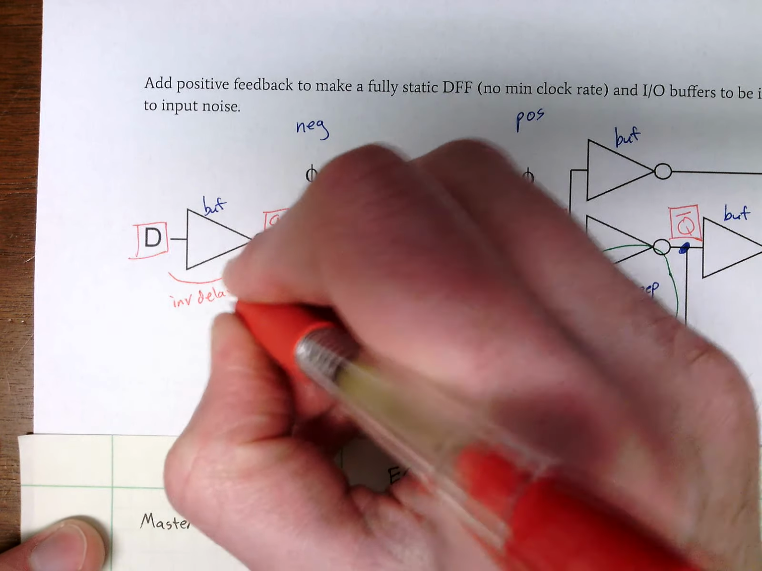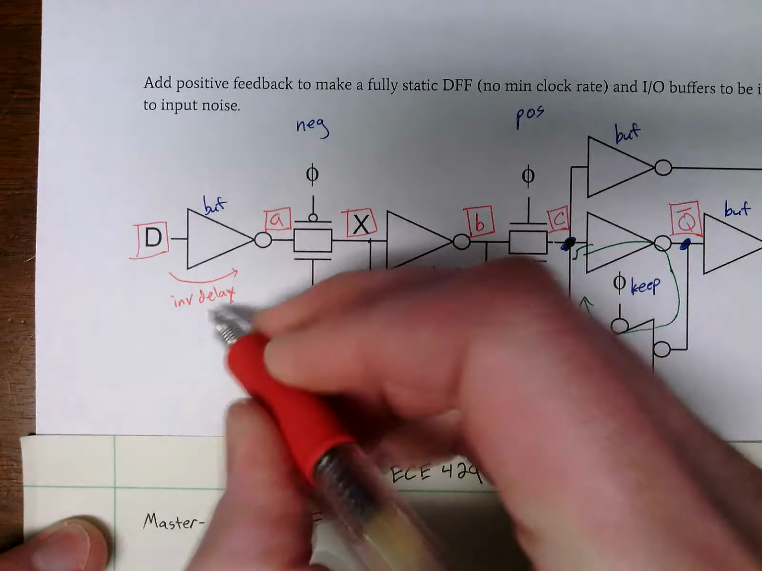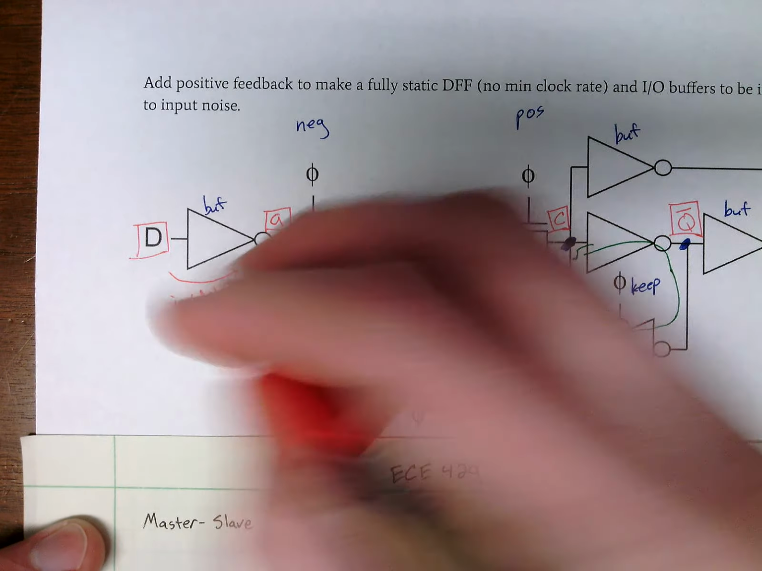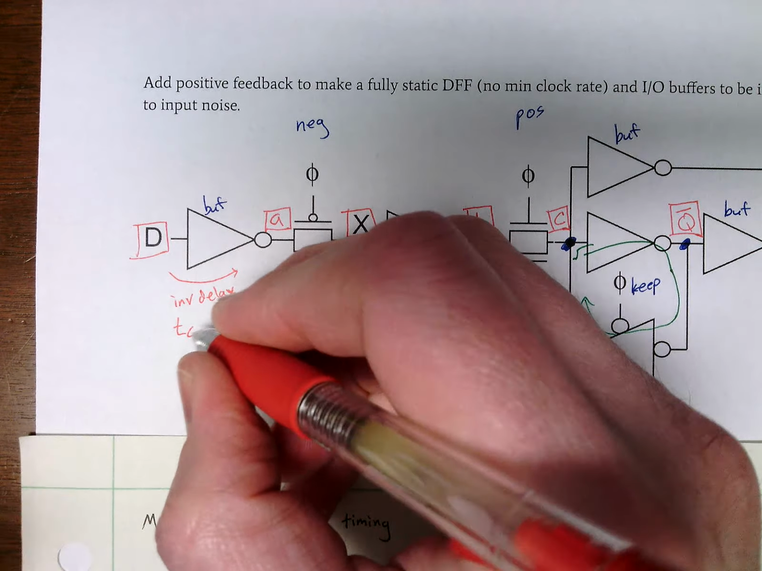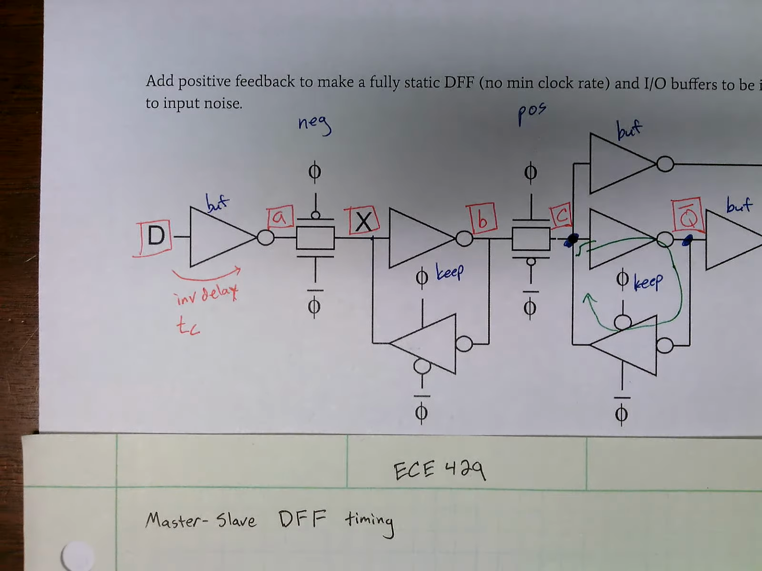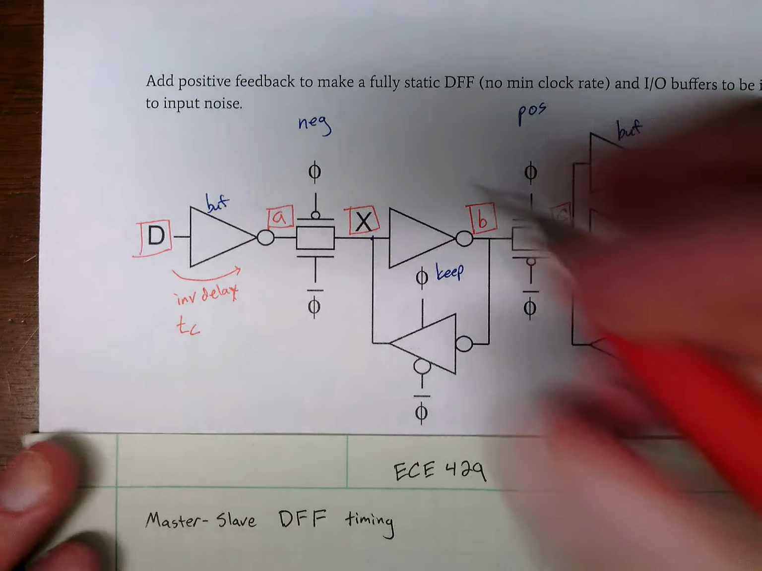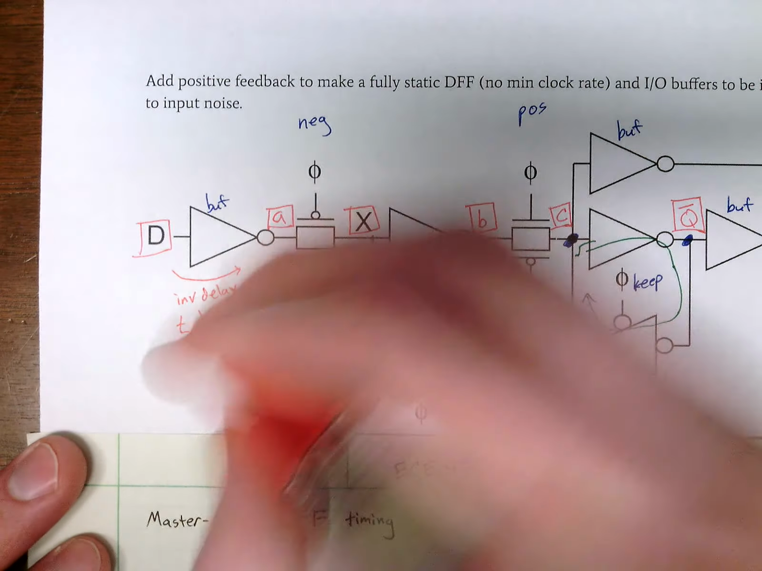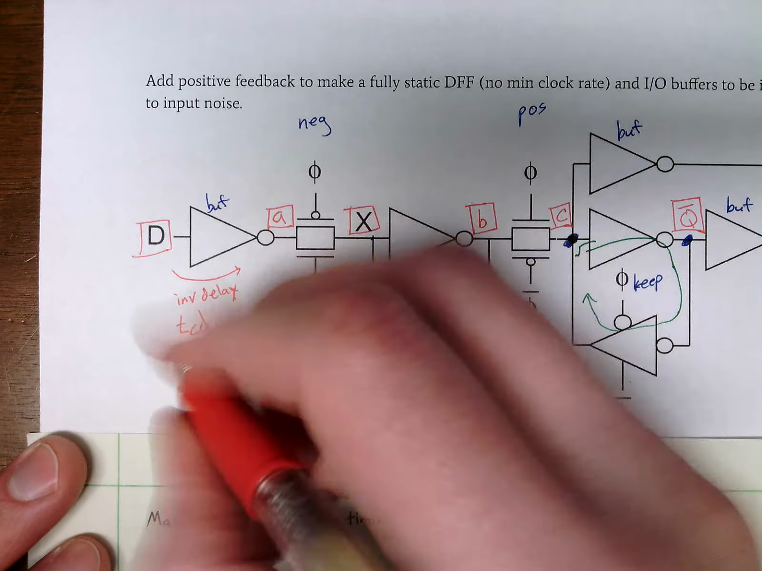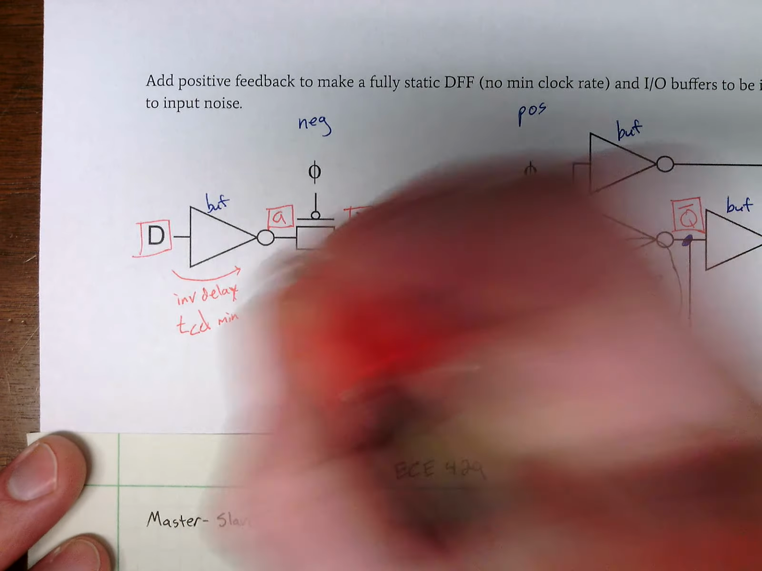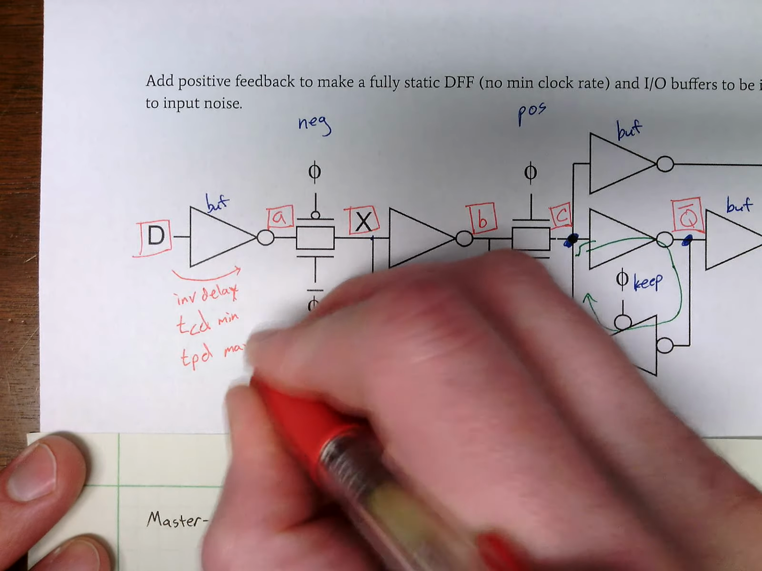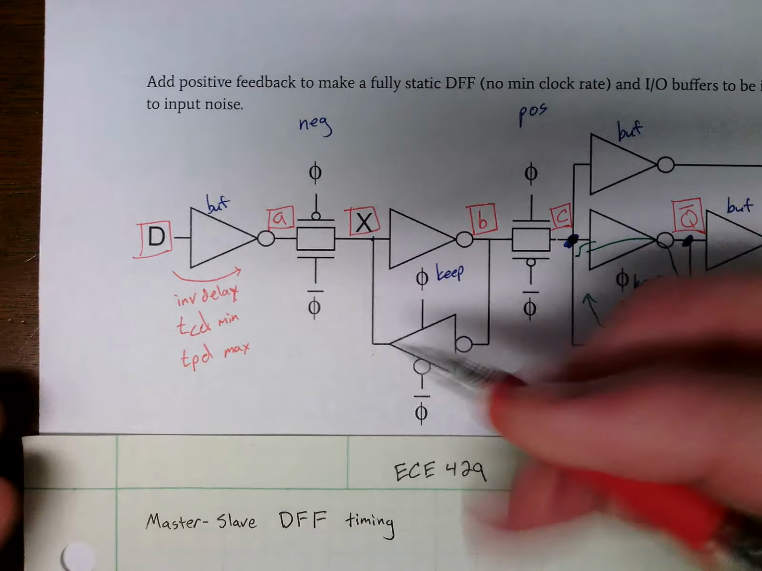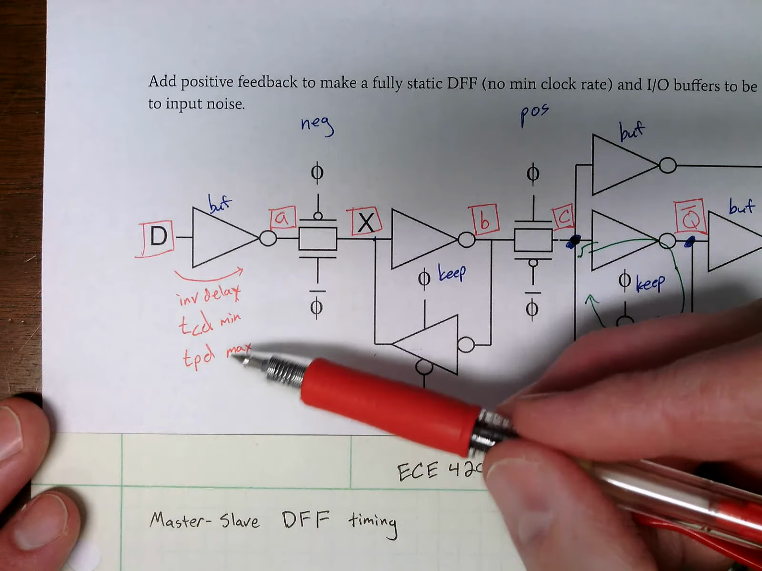The inverter delay. This inverter delay has two parameters to it. We call it TCD, the contamination delay, which is the minimum value, and then we have TPD. In Weste and Harris's book, this is our terminology: contamination delay, propagation delay.